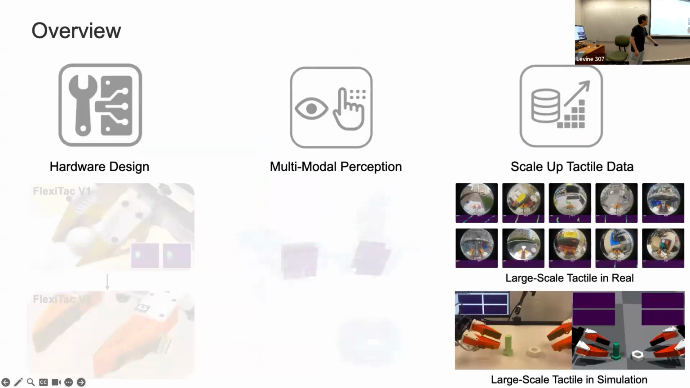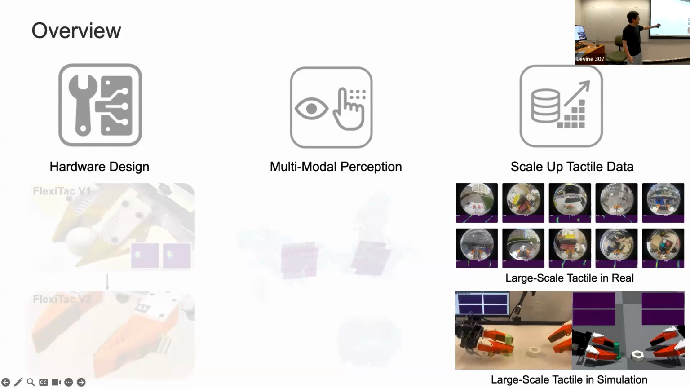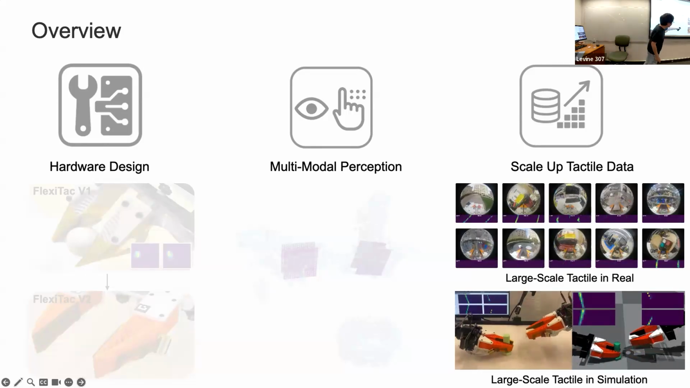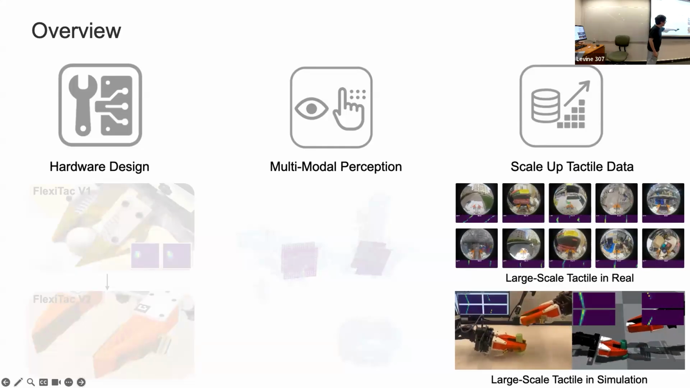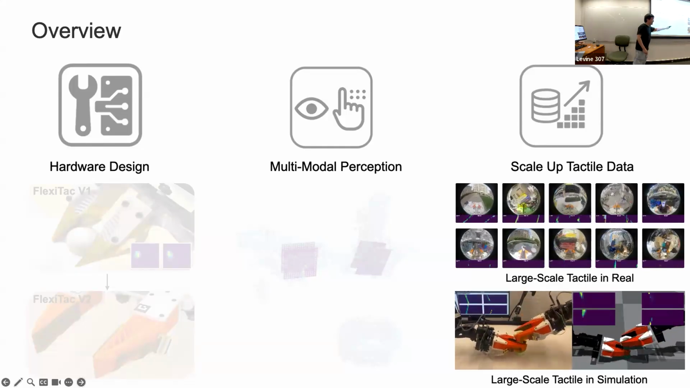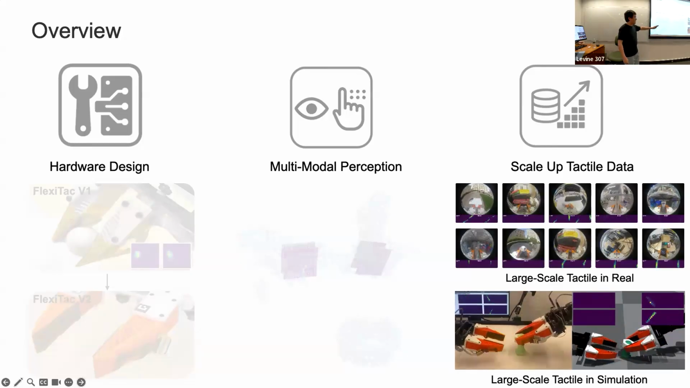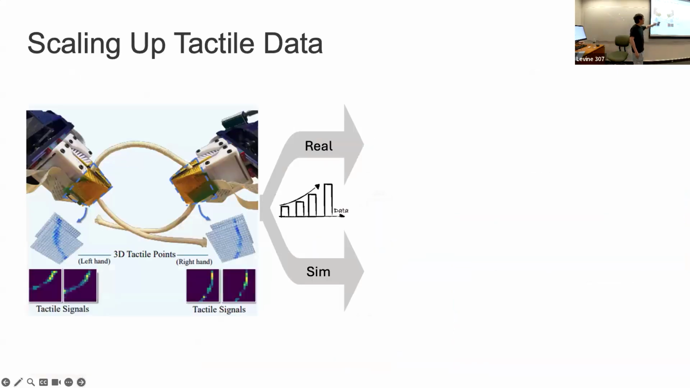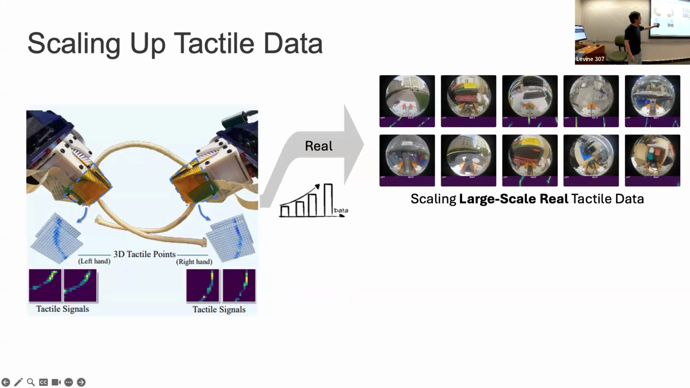Now let's go into the third part, scaling up tactile data. We feel like data is always the key point. The first way is to scale in the real world, and the second way is to scale in simulation. In the last video, the left was the autonomous policy in the real world, and the right was the autonomous policy in simulation. Let's see how we build this kind of scalability of tactile data. We have 2 directions: the first is building scalable tactile in the real world, and the second is in simulation. Let's look at the real part first.